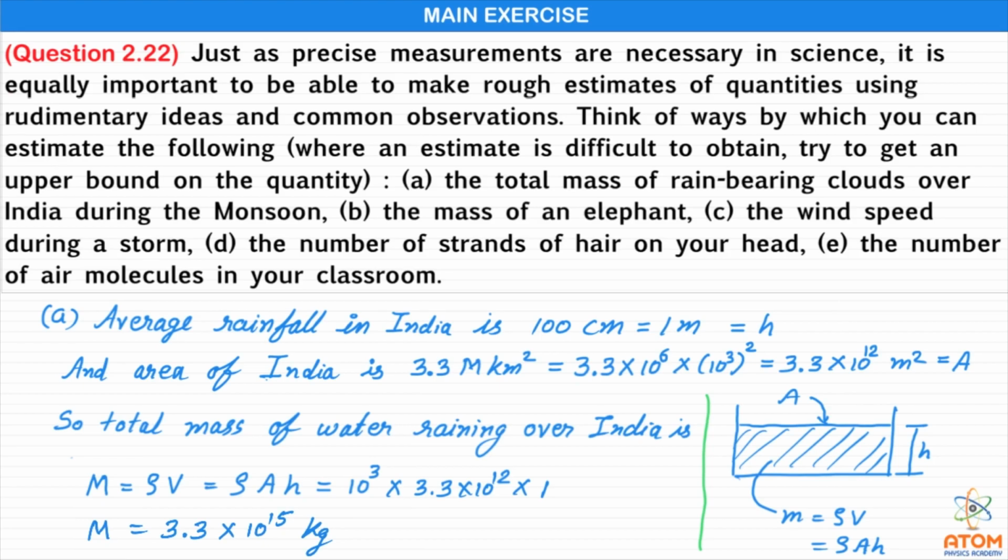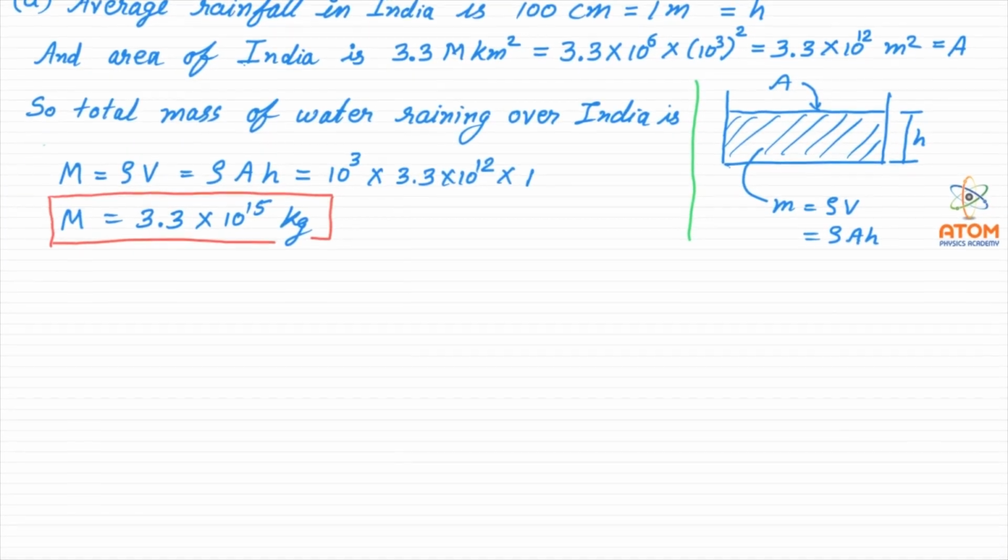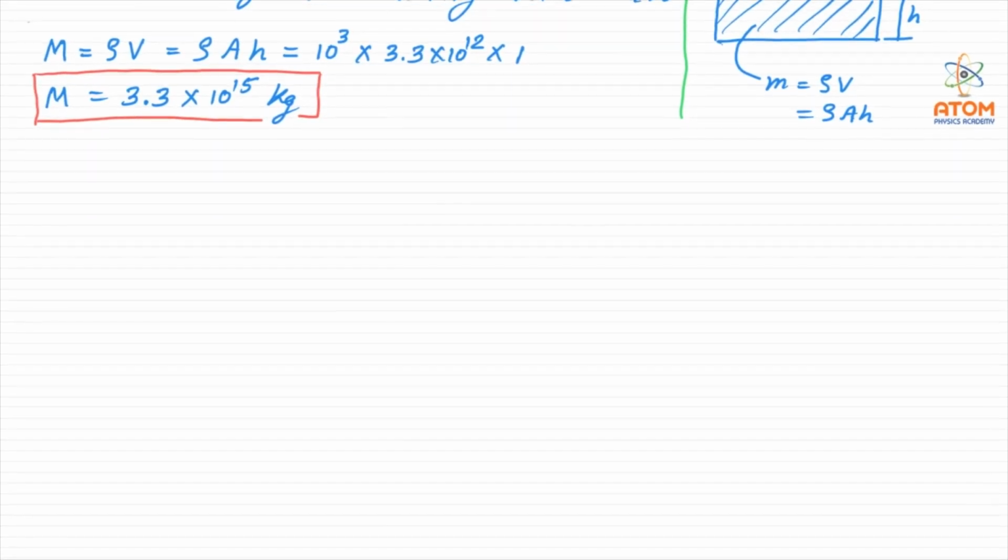So this is the amount of water that is raining during monsoon, and so this is the mass of rain bearing cloud during monsoon. Now in B, we have to estimate the mass of an elephant. Now for that, we will use the principle of flotation. Let us see how.